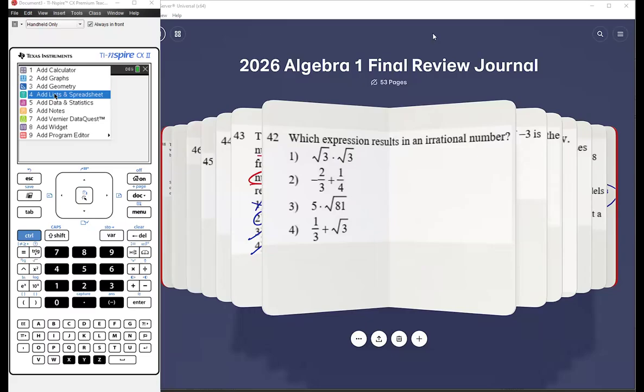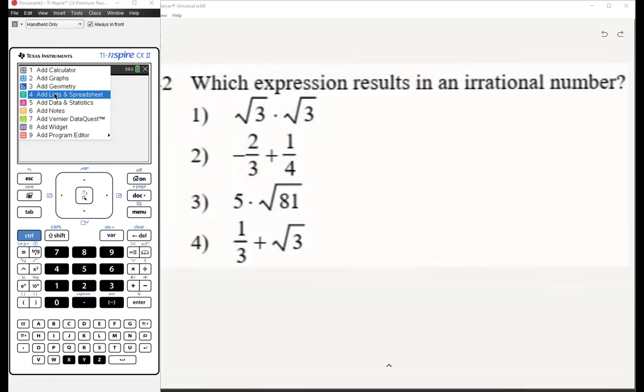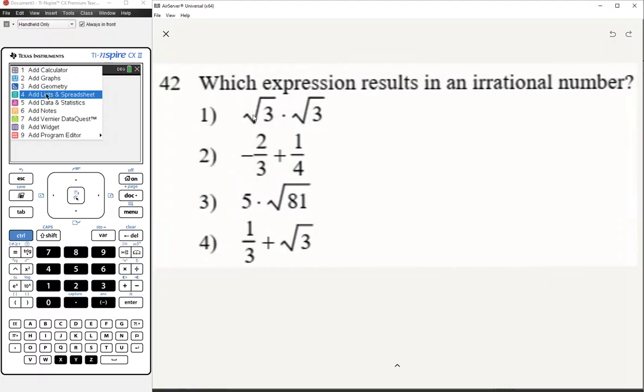I spun the wheel and this is kind of what I landed on. Question number 42: which expression results in an irrational number? Let me see if I can move this over a little bit so we can see everything. If you know what perfect squares and non-perfect squares are, then you can basically go straight to this, but a lot of students struggle with it.